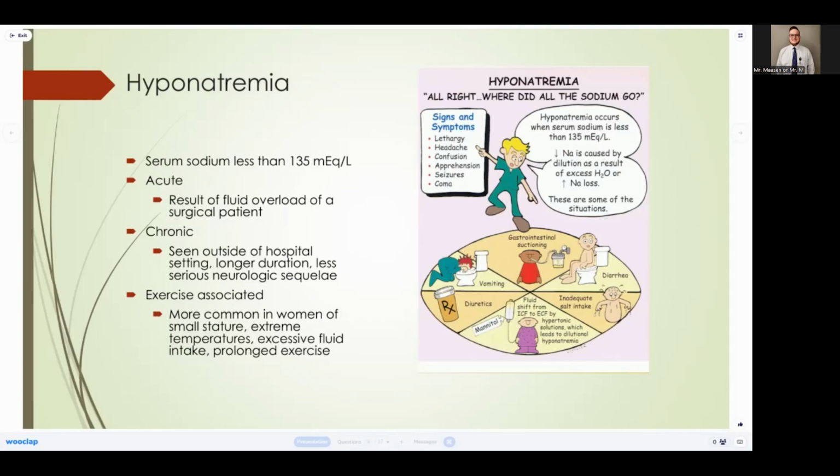The first S is seizures, headaches, and then stomach cramping is the last S. It's more common in women with a small stature, extreme temperatures, and excessive fluid intake can dilute the blood, the ECF, down to where there's not as much sodium compared to water. That's more rare. But exercise abuse can be a cause of hyponatremia.